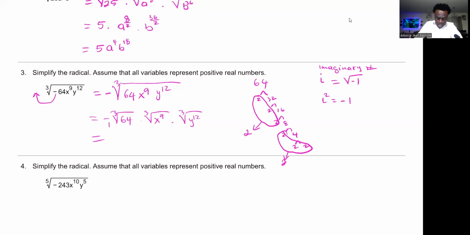The negative sign drags down, so 2 times x to the power 9 divided by 3 times x to the power 12 divided by 3. Answer is negative 4 times x to the 3rd power, y to the 4th power.